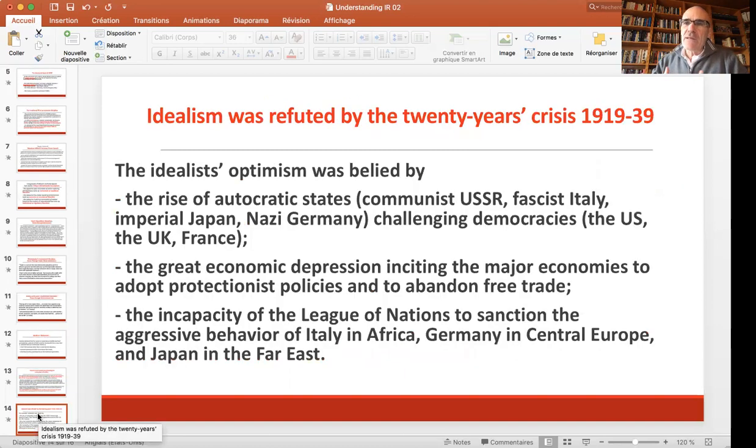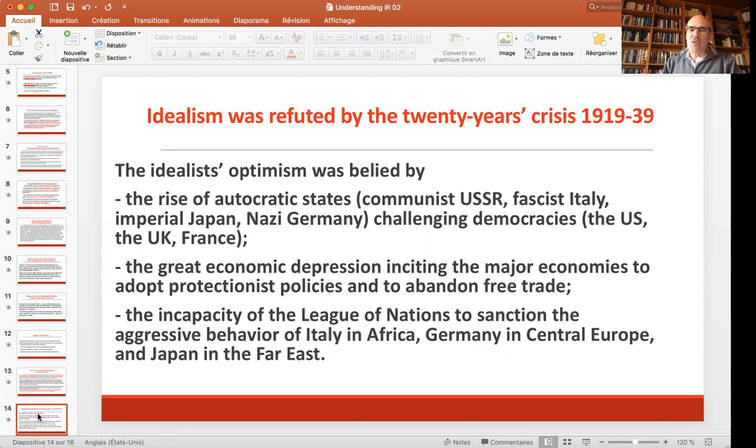If we look at the success of democracy, what do we see? We see that during the interwar period, more and more major states were no longer democratic at all. Italy turned fascist at the very beginning of the 1920s. Japan became an imperial Japan at the very beginning of the 30s. Nazi Germany triumphed thanks to Hitler in 1933.